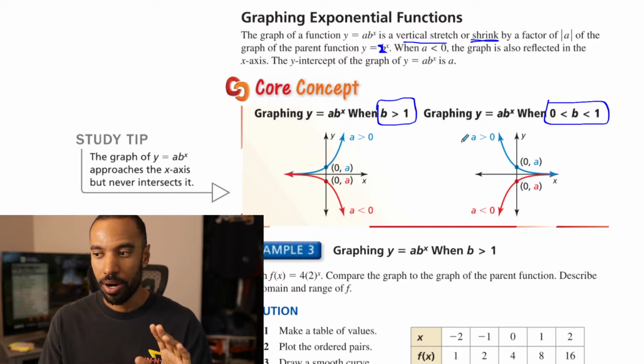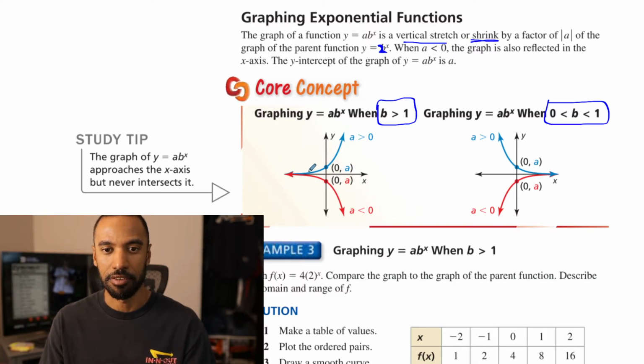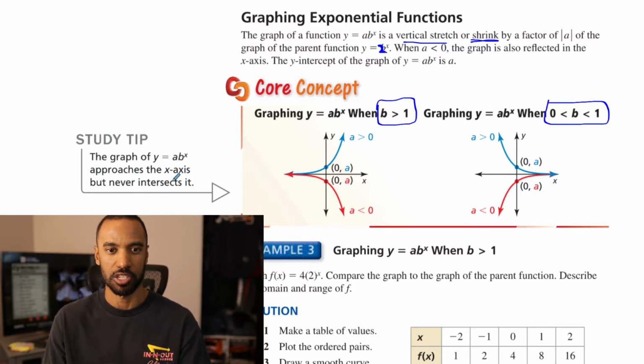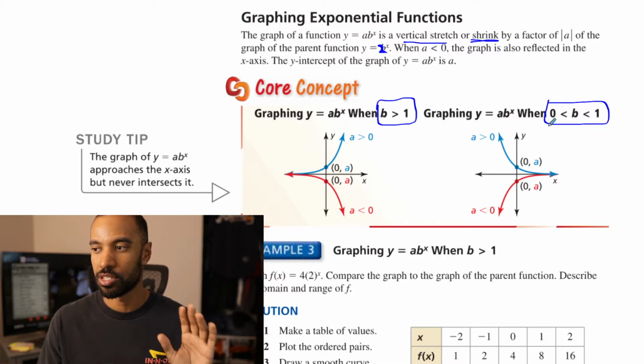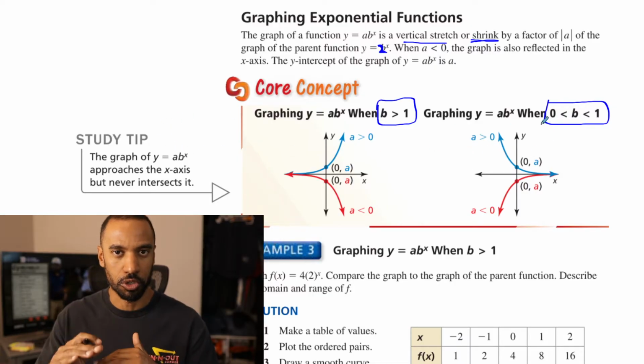We're looking at the 4 different versions of graphs we're going to have. Positive exponential growth, negative exponential growth, positive exponential decay, and negative exponential decay. Now, it's worth mentioning, and I believe it's talking about it right here, it says it approaches the x-axis but never intersects it. And that's true, at least with respect to this function non-transformed. No vertical shifts or anything like that.